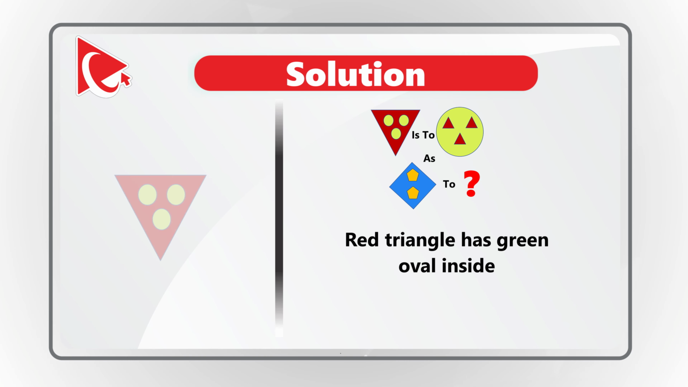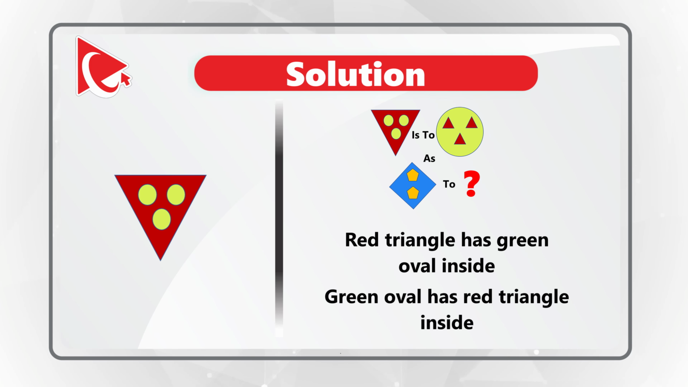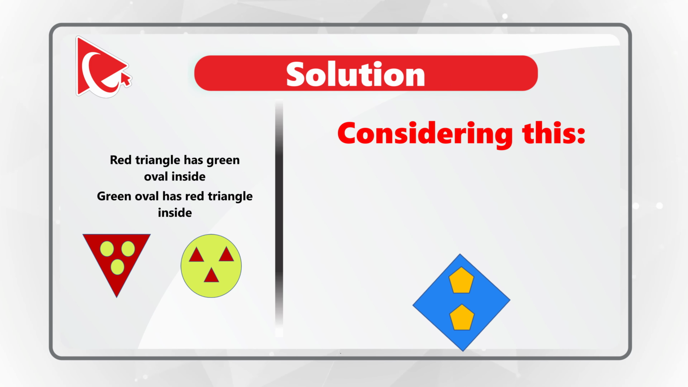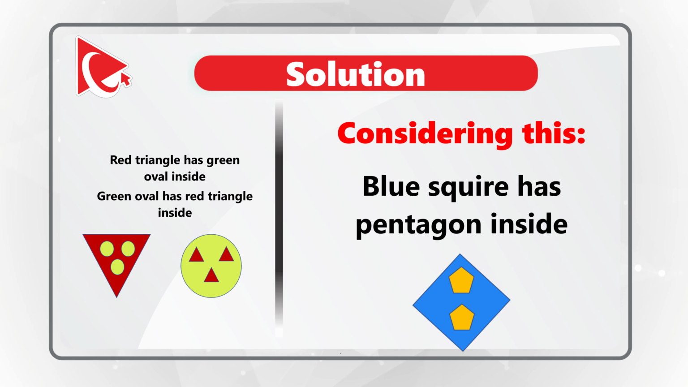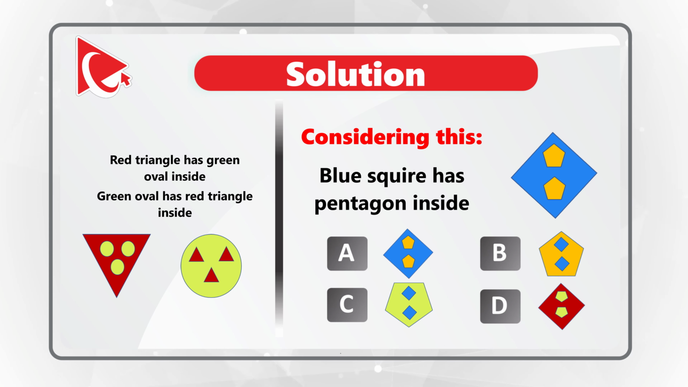If you look closely at the relationship presented in this question, you see that the red triangle has green ovals inside, and it has a relationship to the green oval that has red triangles inside. Knowing this, we need to determine the relationship of the blue square that has pentagons inside to one of the 4 shapes presented in possible answers. Do you see it now?